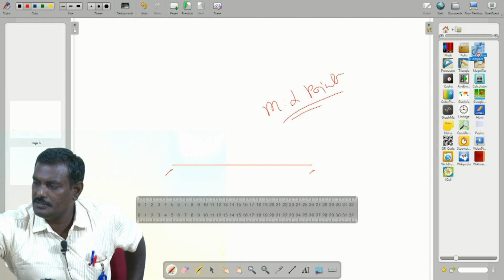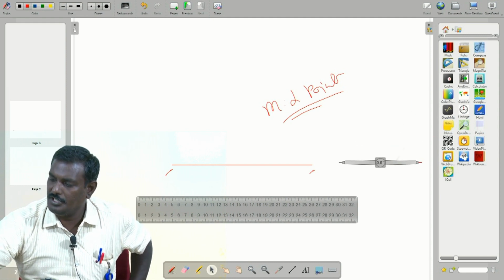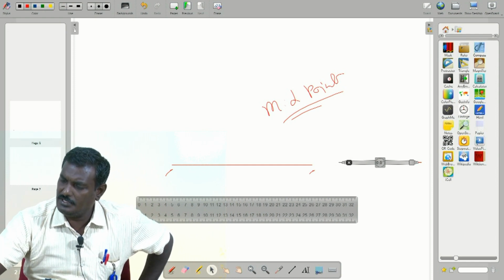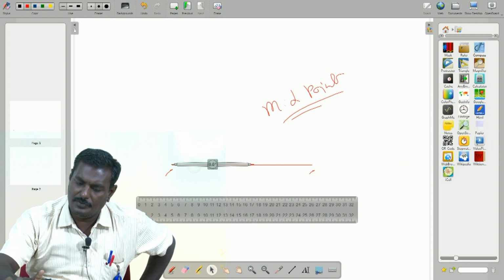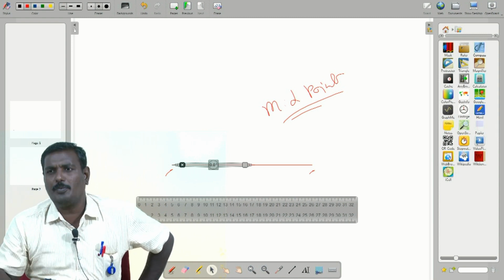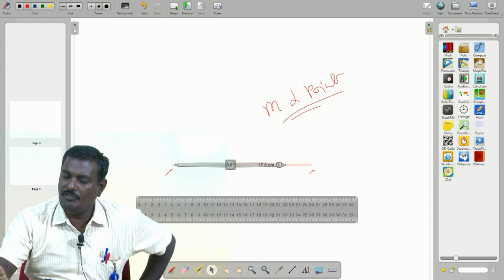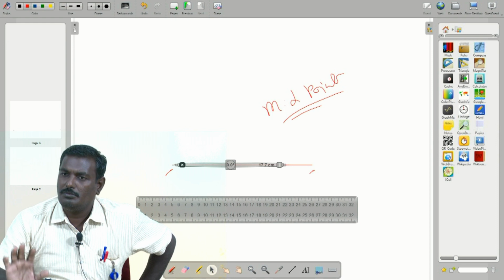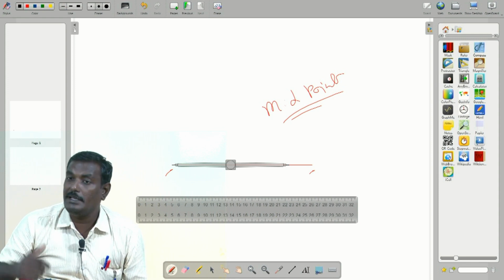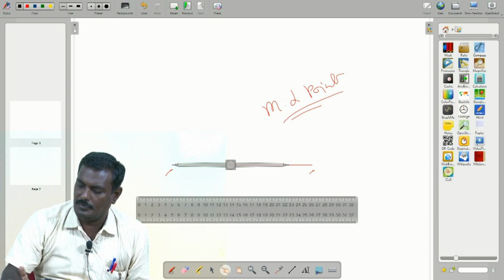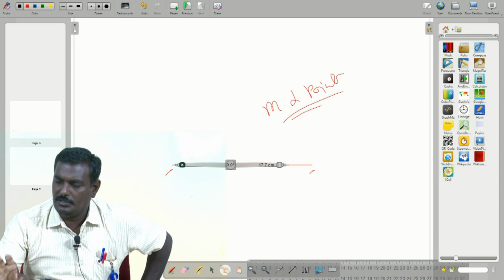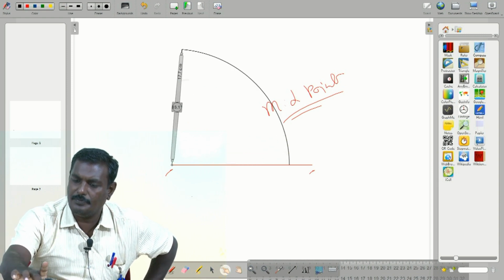You have to take a compass. You have to set it on one endpoint. Put the needle end on one point, and take a radius of approximately more than half the line. Take it as a radius. Now make an arc above and below.